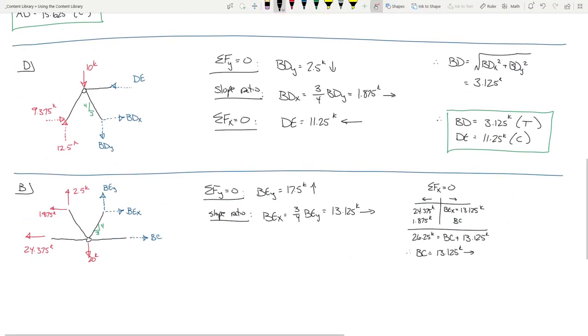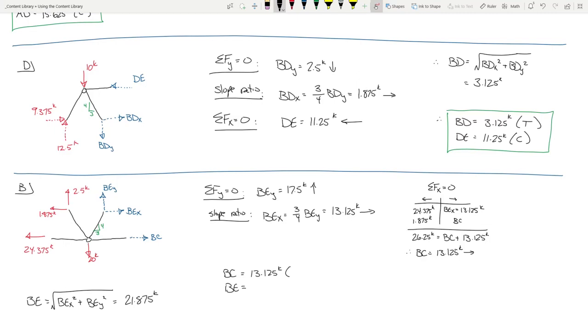And so we can do our slope ratio. Let's see. Okay, we're cutting close on time, but I think we can chug this out. So BE is BEX squared plus BEY squared. Good old Pythagorean theorem. And I'm getting 21.875. So BE... and BC is 13.125 kips, they're both in tension, right? Yeah, because both of the unknowns are applied away from the joint.